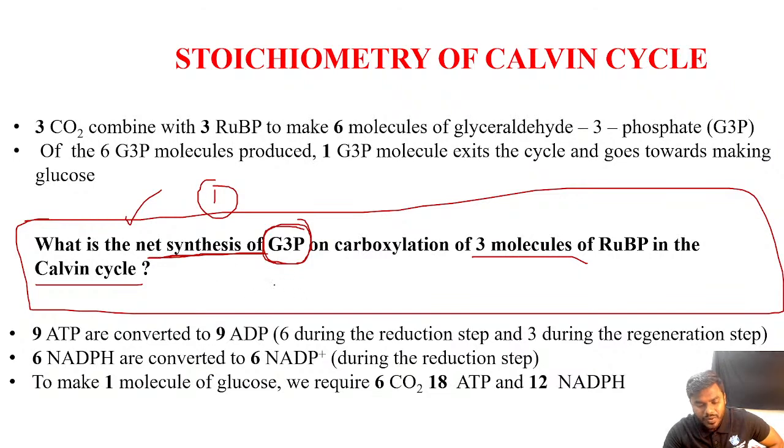No problem, everyone look into this. What is the net synthesis? Every one of you has to understand. Net synthesis means how many molecules of G3P are directly involved in the production of glucose. Listen to my question: how many molecules of G3P are involved in the production of glucose directly?